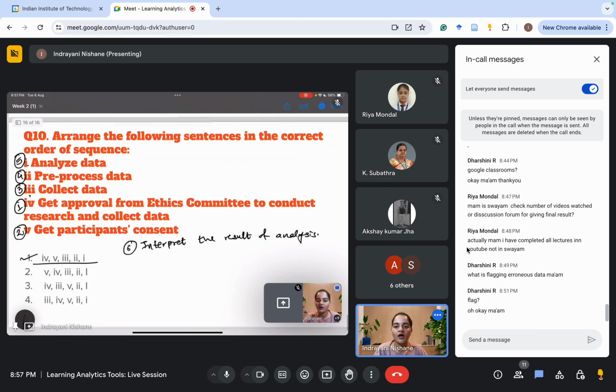Then question 10, arrange the following sentences in the correct order of sequence. First we need to get approval of the ethics committee, then we get informed consent from participants, then we collect the data. Once we have collected the data, we do data pre-processing, then we analyze the data, and lastly we interpret the results of the analysis and do the report writing. Report writing is the last process. So the correct sequence is in option 1. Okay, so we have gone through all the questions once again.